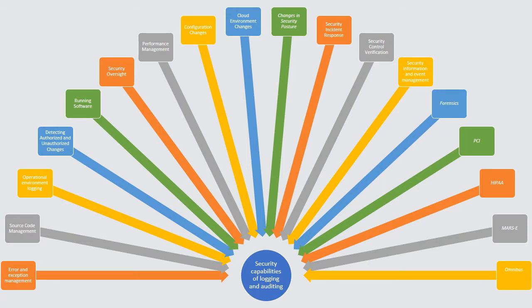Security capabilities of logging and auditing are error and exception management, source code management, operational environment logging, detecting authorized and unauthorized changes, running software, security oversight, performance management, configuration changes, cloud environment changes, changes in security posture, security incident response, security control verification, security information and event management, forensics, PCI, HIPAA, MARS-E, and Omnibus.